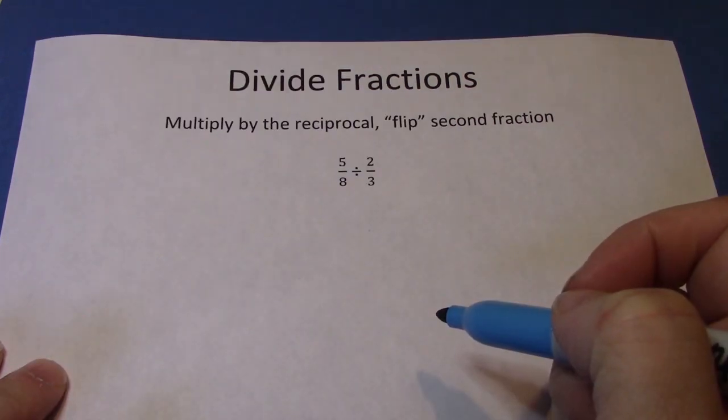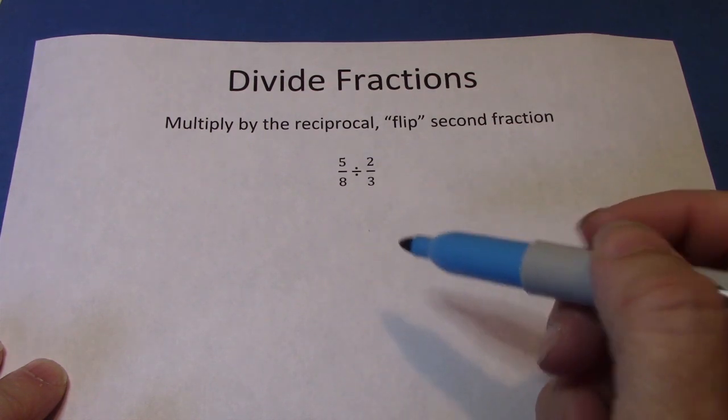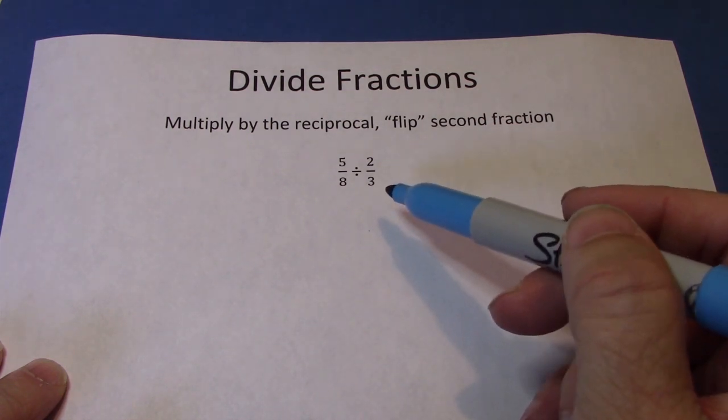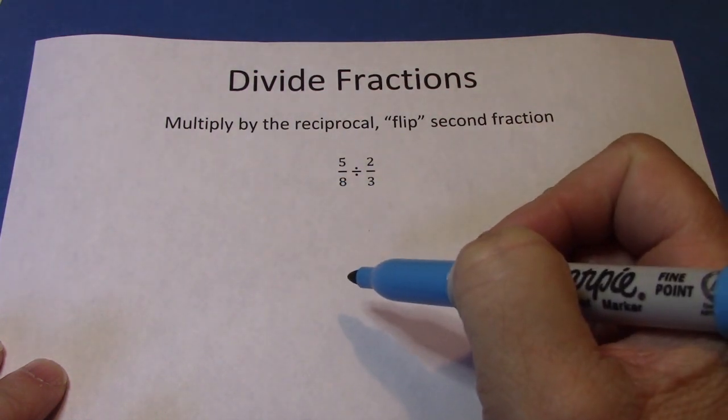Dividing by fractions is a lot like multiplying fractions, but it's kind of like doing the opposite. Multiplication and division are opposites. So we're going to multiply by the reciprocal. That means that we're going to take the second one and we're going to flip it over. That's the reciprocal. Let me show you so that makes more sense.